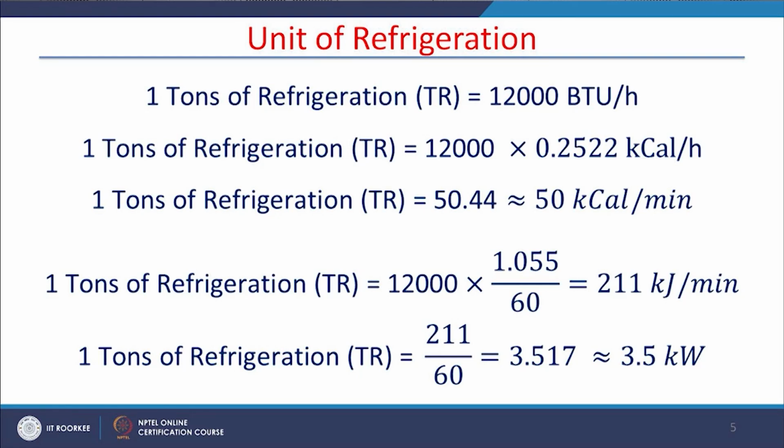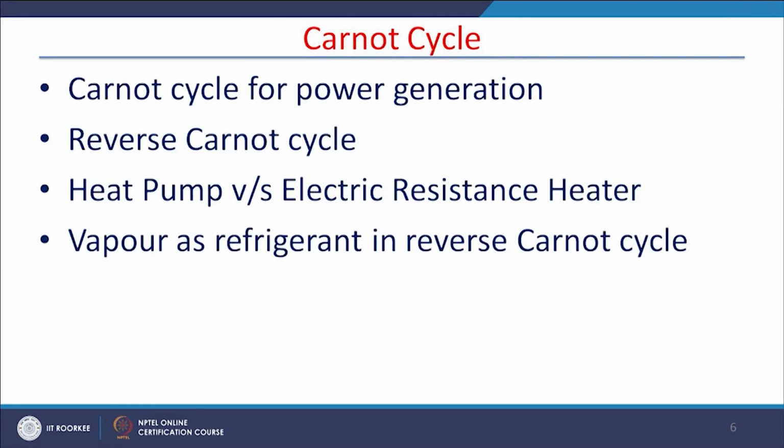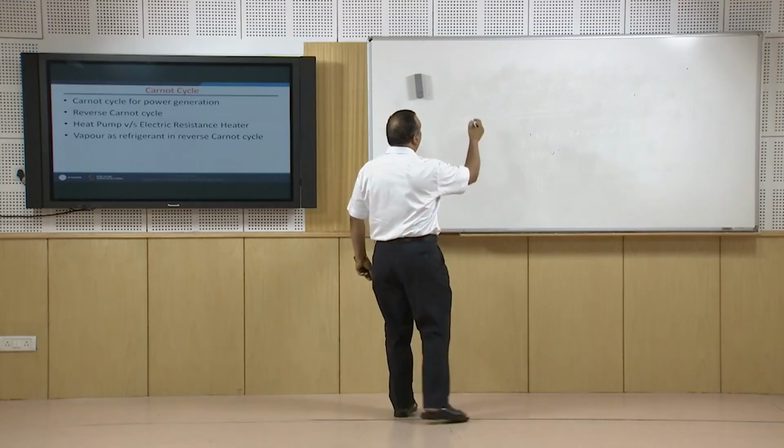Now, we will go to the Carnot cycle for power generation, because any cycle, whether it is a refrigeration cycle or a power generating cycle, its performance is always compared with the performance of the Carnot cycle. So, the Carnot cycle for power generation consists of 4 processes.